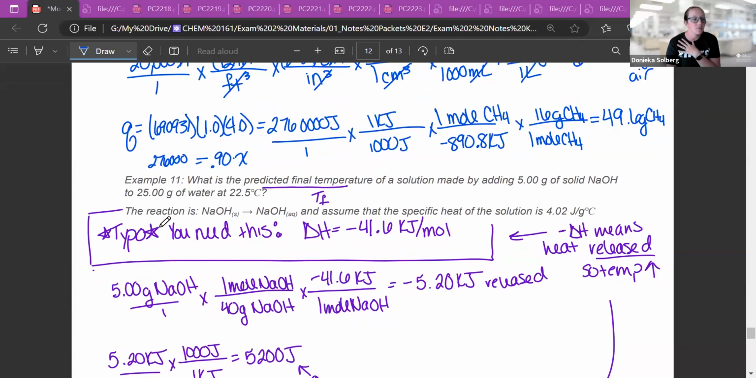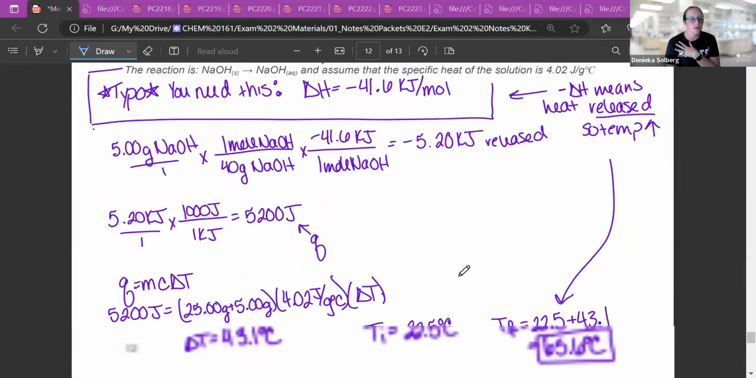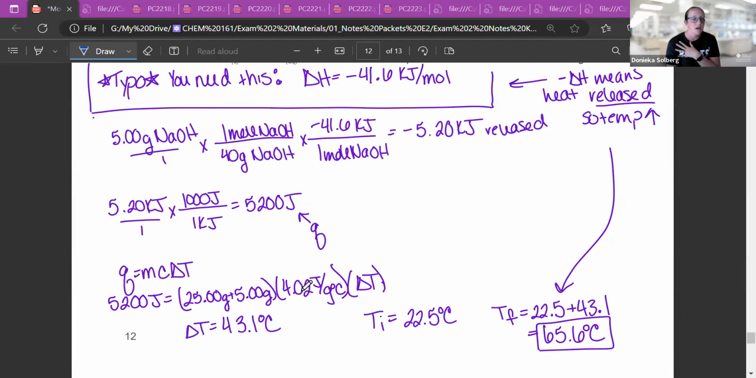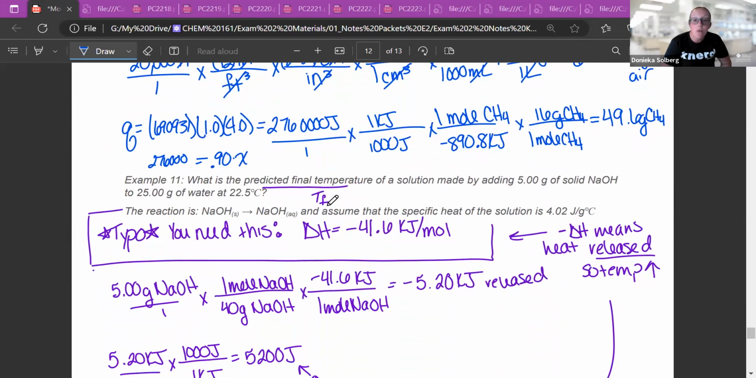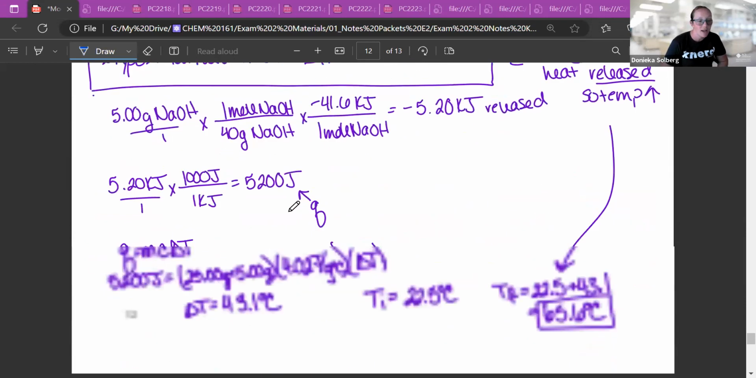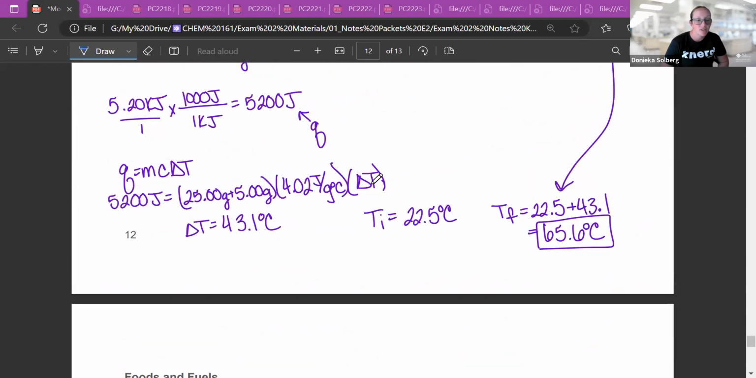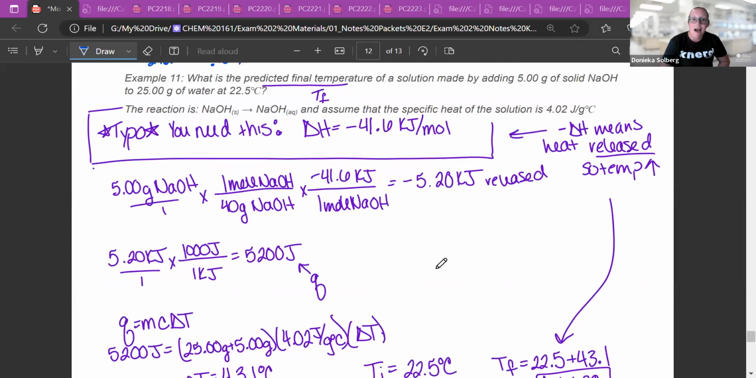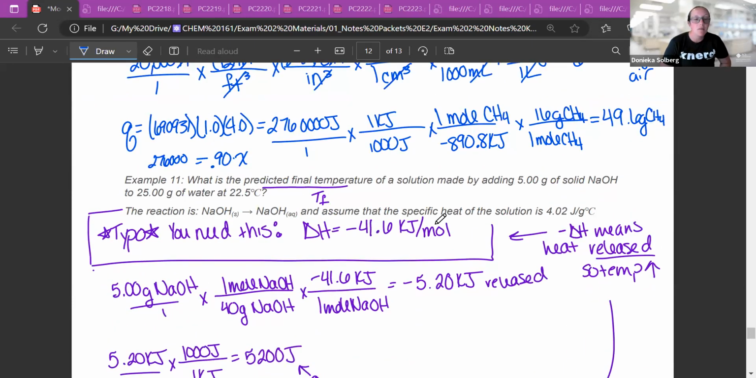Let's keep reading the reaction. I'm just dissolving, and assume the specific heat is 4.02 joules per gram degree Celsius. So that's my C. Now, what do I do from there? Because I don't have a temperature change. I want to know what the final temperature is going to be, so I actually need to solve for this temperature change. So how much heat am I going to make when I dissolve 5 grams of stuff?